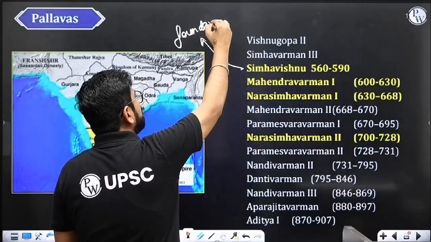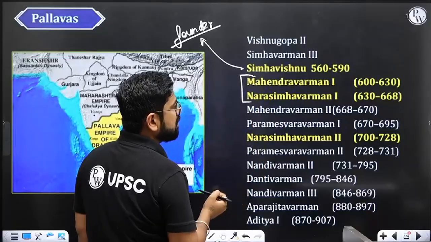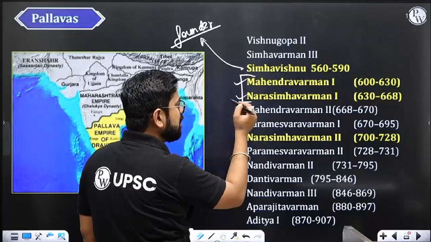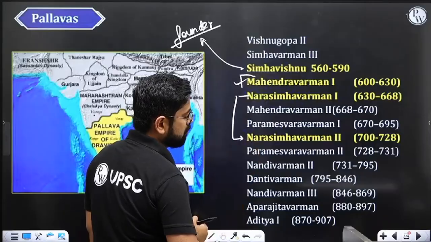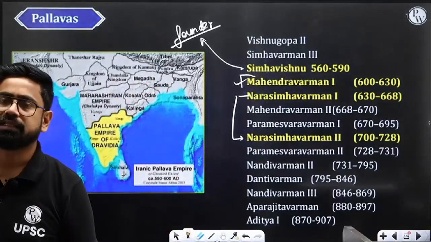Right, Simha Vishnu. Then Mahendra Varman, Mahendra Bahubali, and Narendra Bahubali we have already seen. So Mahendra Varman, Narsimha Varman. And both Narsimha Varman 1 and Narsimha Varman 2 are important for us. Only these 4 are important. Right, we're not going into the whole dynasty. Only these 4 are important.